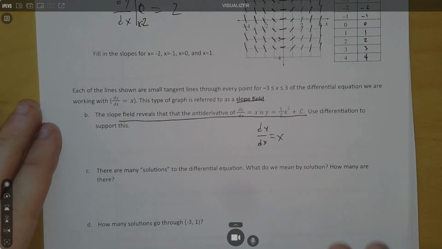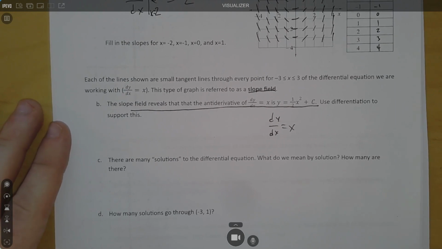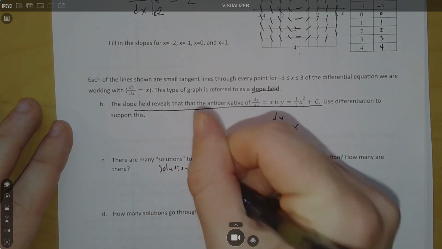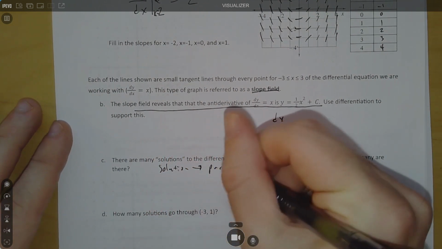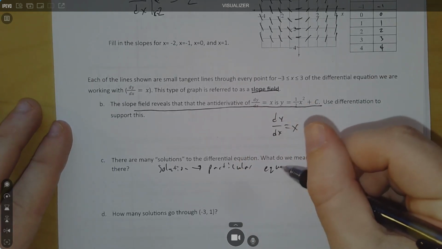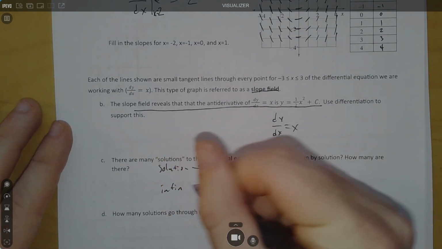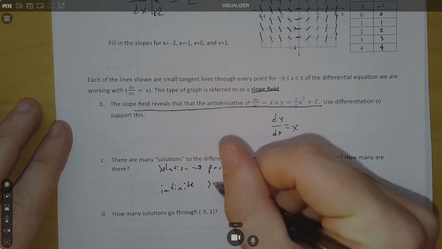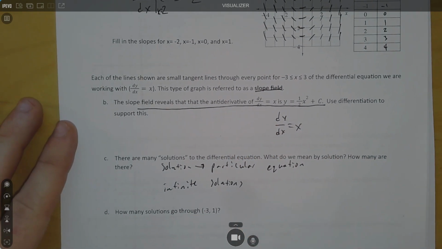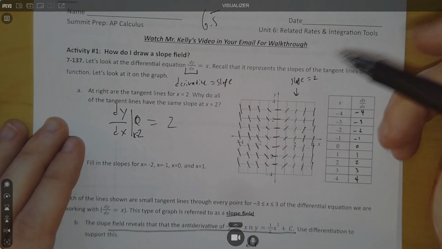There are many solutions to a differential equation. What do we mean by solution? How many are there? Well, a solution is a particular equation, right? That's what you've been doing, solving for it. And there are infinitely many of them, because C can be anything. Infinite solutions, okay?